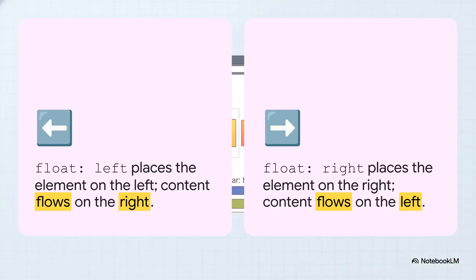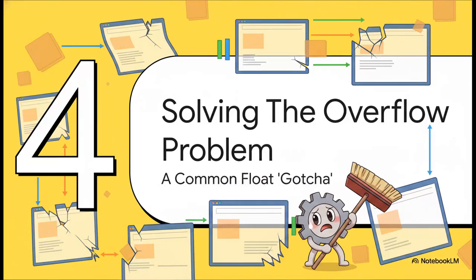And of course, it works both ways. You can use float left to push an element to the left and have content wrap on its right side. Or you can do the exact opposite with float right, pushing the element to the right and letting content fill in the space on the left. Now, float is incredibly useful, but it does come with this one classic gotcha. Since floated elements are kind of taken out of the normal document flow, they can sometimes cause some weird problems for the boxes that are supposed to be holding them.